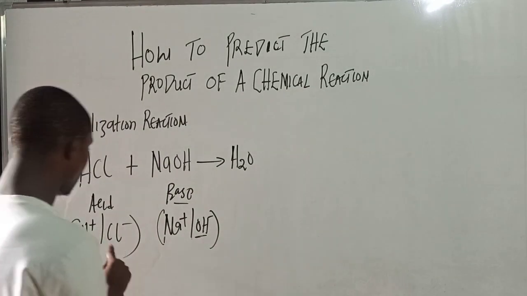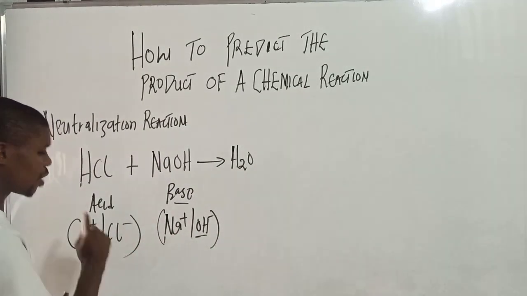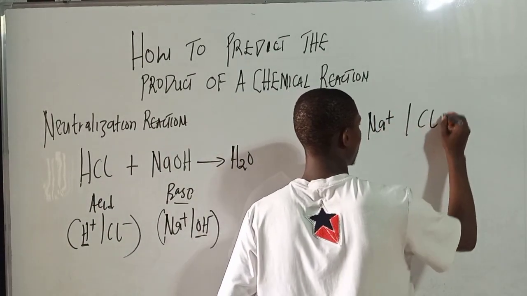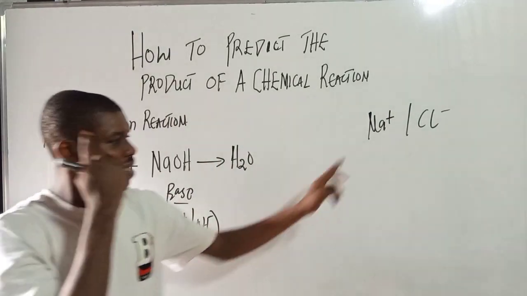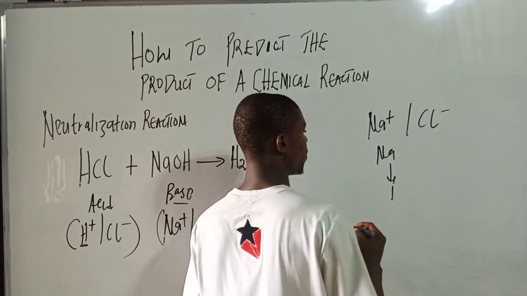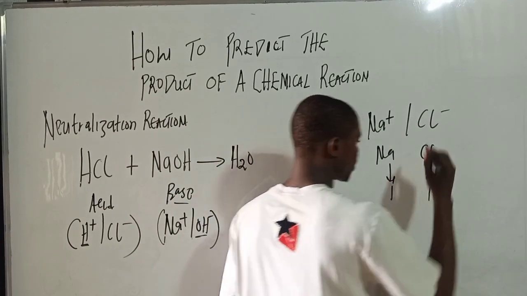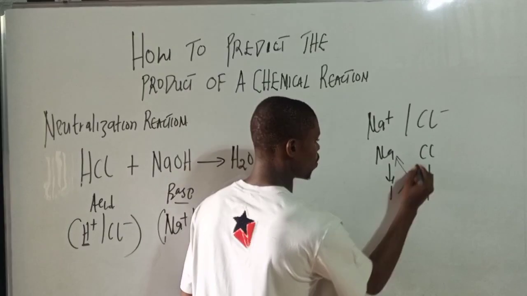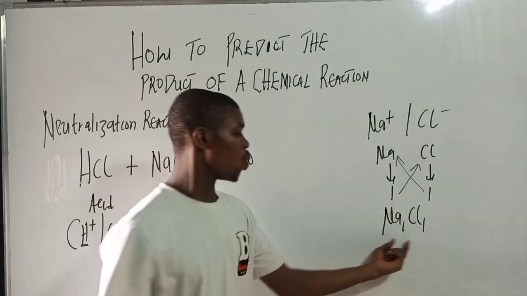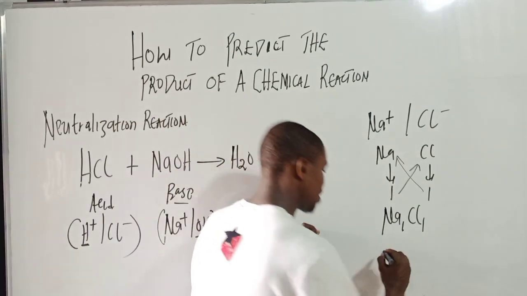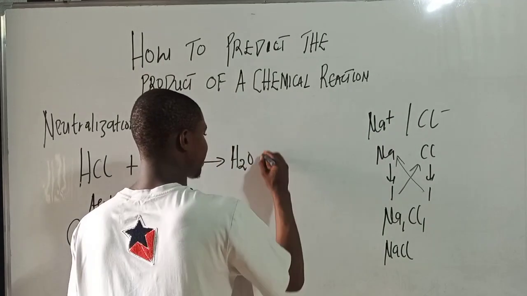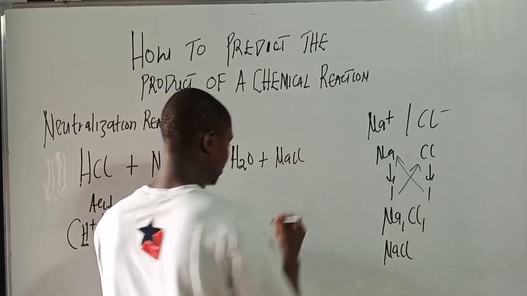If I should use this one here, this one I want Cl minus. So here we have Na plus and Cl minus. What will happen here? Now here we have one Na, and here we have one Cl. So this one moves here, this one moves here, right? So here we have Na1 Cl1. There's no point putting the one, so it can be NaCl. Do you see that? So it means that my second product is NaCl.